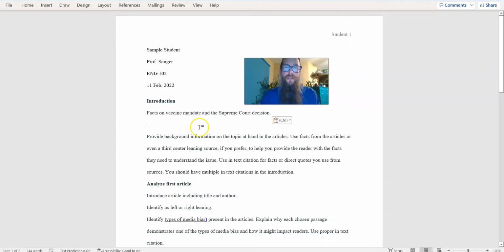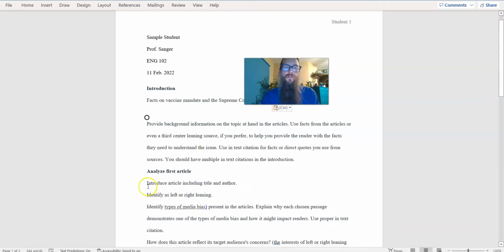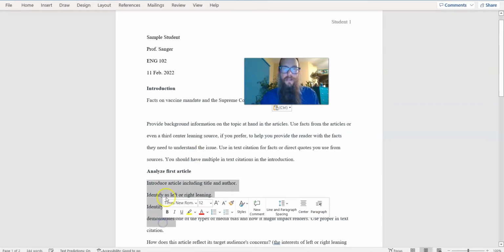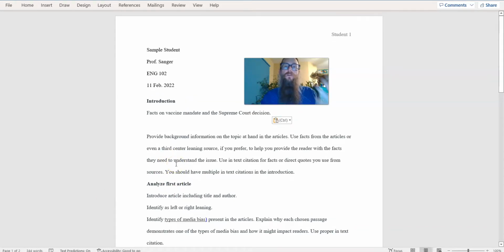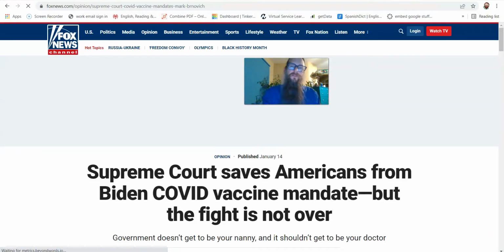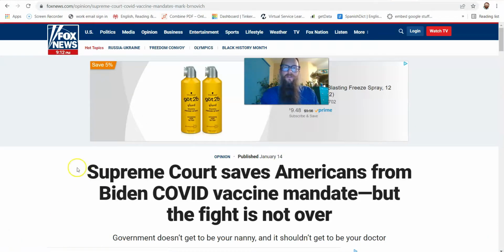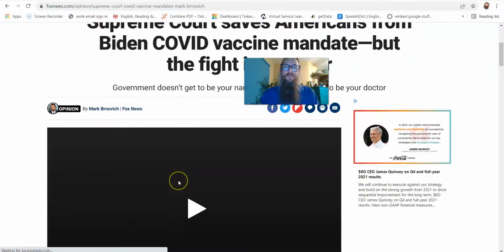Oh, I should have mentioned. For this example here, I'm going to show you what some of these things look like with that Mark Bernovich article from Fox News that you read a while back. I'm using that because you already read it. I just wanted to be able to show you this is the article we're talking about. You've already read this, right?